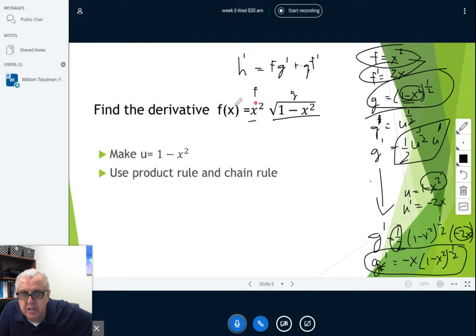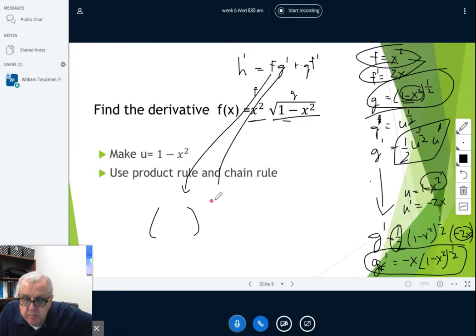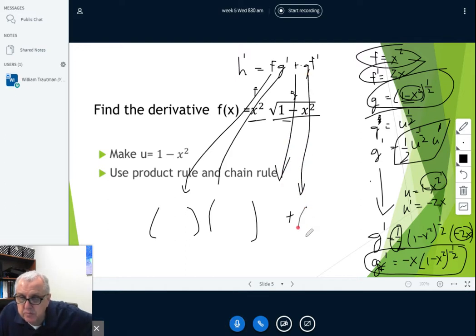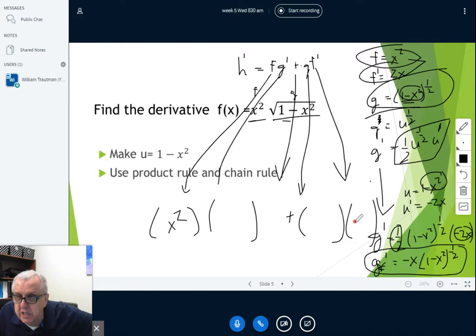So taking the derivative of this function, I have two terms. I have to put f here, then g prime, plus g times f prime. All right, so f is x squared. f prime way over here is 2x.